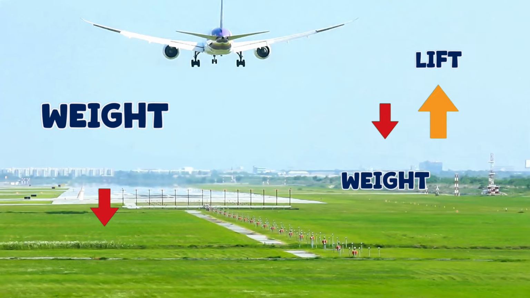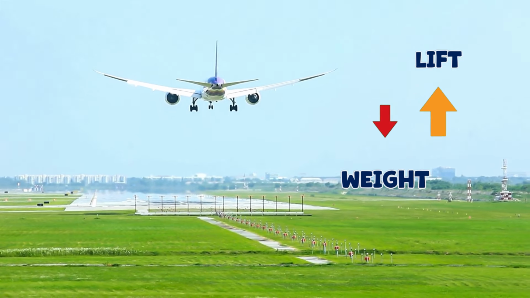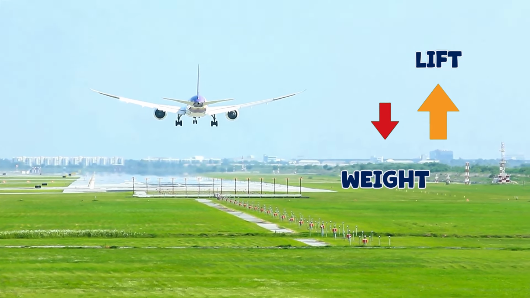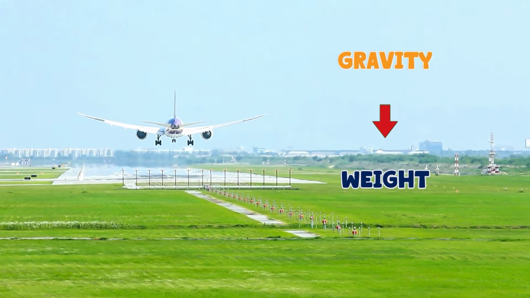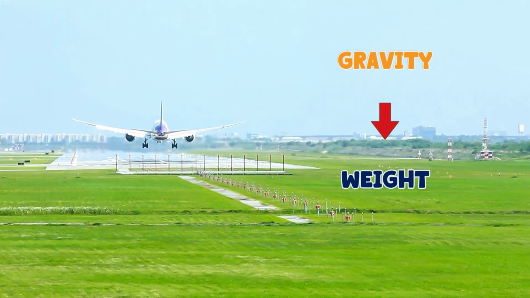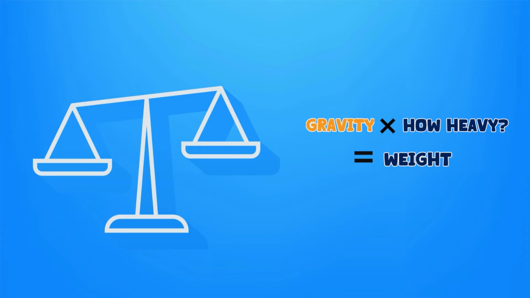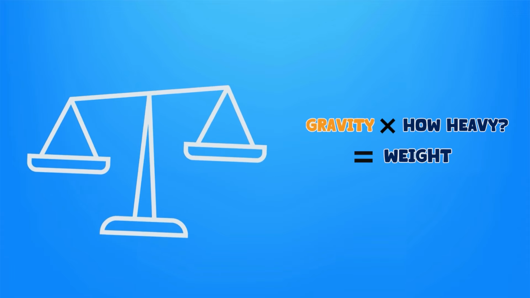Weight. Weight is the downward force that an aircraft must overcome to fly. Gravity is the force that pulls everything down to Earth. If you want to know what the weight of something is, you can calculate it by finding the amount of gravity and multiplying it by how heavy an object is.